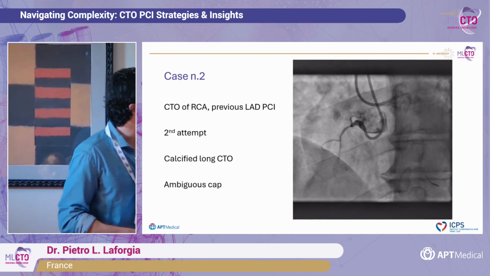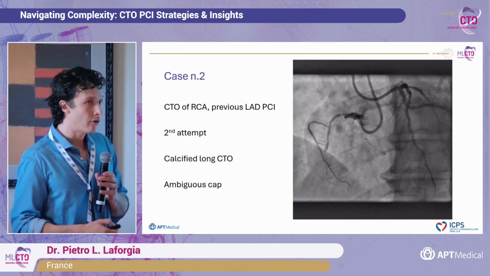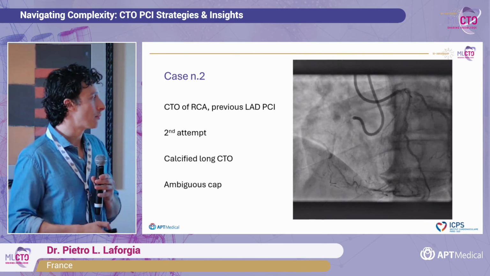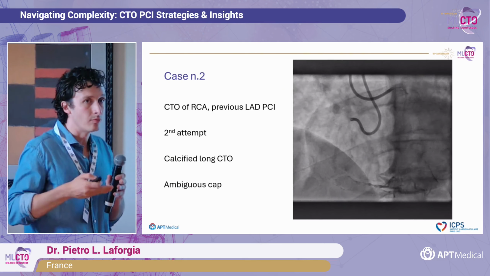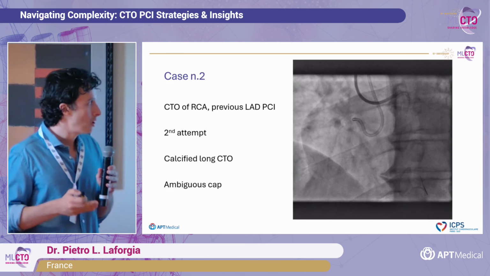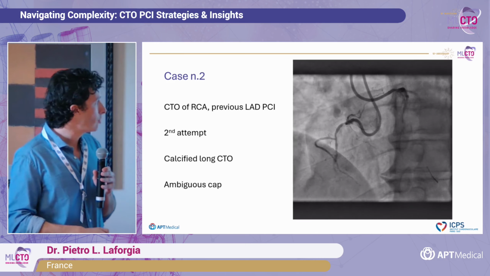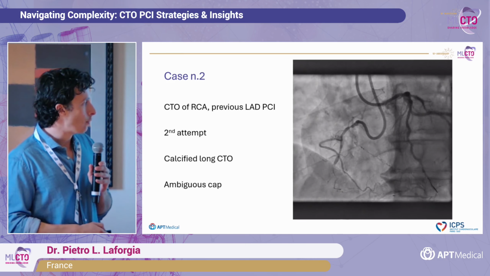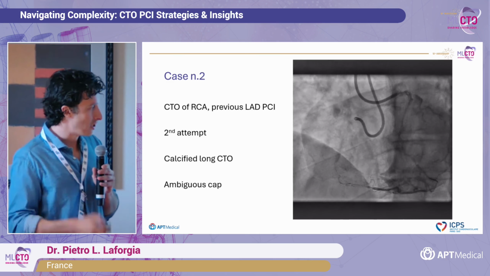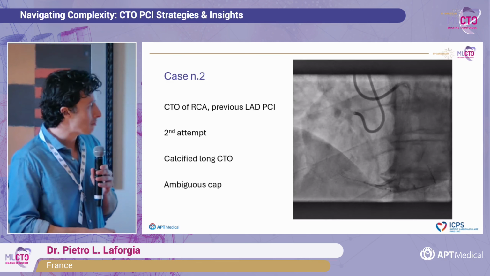But as I said before, I started to use it also in retrograde cases. Maybe it's not recommended for retrograde cases because it's a 2.6 French, it's quite large, can be a little bit big, but so far no problem with septal. So you can see this was a little bit more complex case. It was a second attempt, and the first attempt was done in another center. They didn't manage, they dissected the vessel.